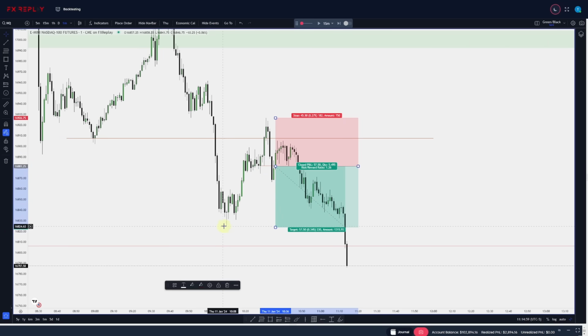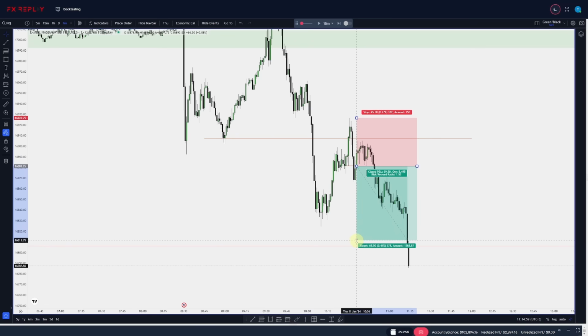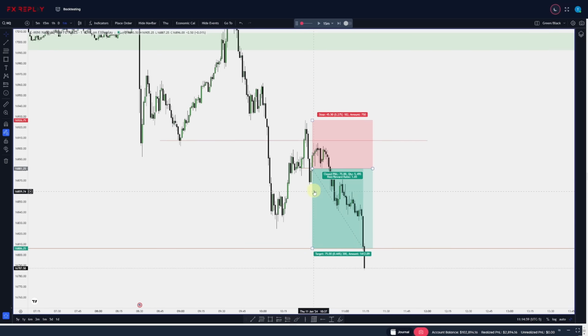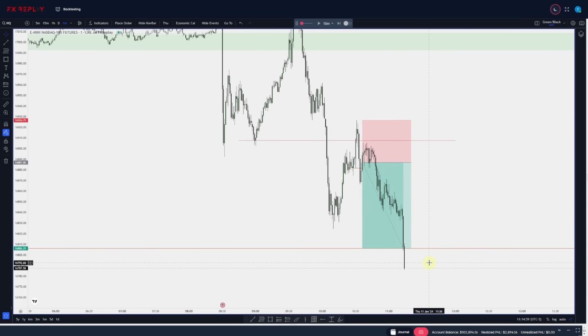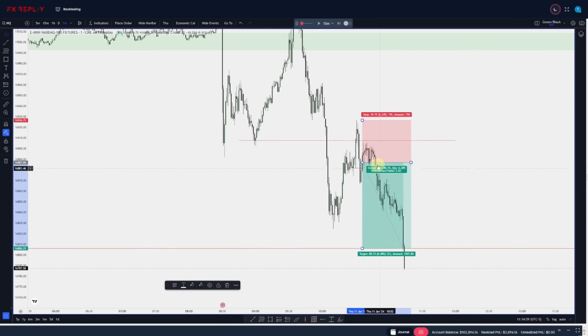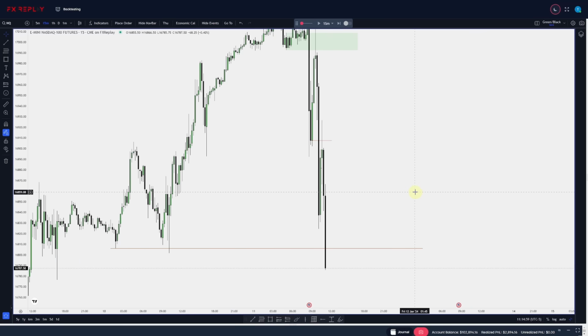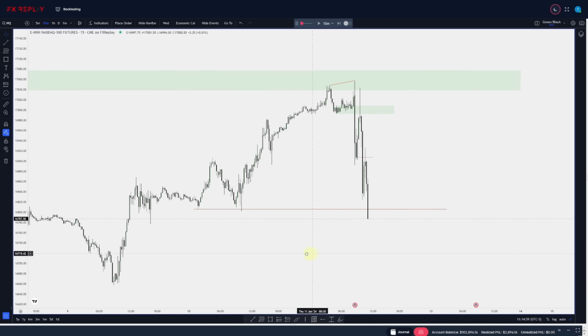I then could look to target this low, but ideally reaching for our original draw on liquidity. Now with a 1.65R, I prefer to have 2R, so I'd likely put my entry on this fair value gap here to get me 2R. So that is how I would do it if I missed this initial entry, or if I wanted to wait for a confirmation entry. So going back to the 15-minute chart, you can see how that worked out there.